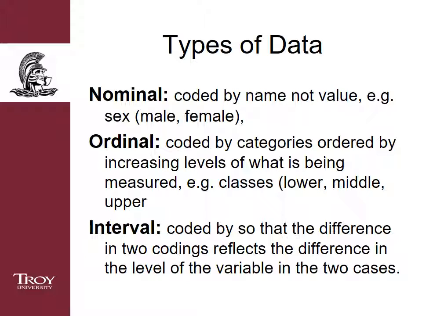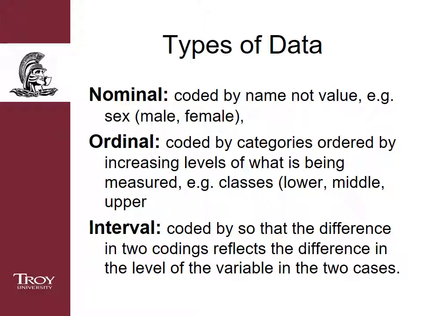Interval level data is generally numbers. But the key thing is the data is coded in such a way that the difference in two codings reflects the difference in the level of the variable. So instead of small, medium, large, I might have 8 ounce, 12 ounce, 16 ounce. I might measure the size of something in terms of the ounces, because it's cups of soda. And the word interval, what's the difference between a 12 ounce and a 16 ounce? 4 ounces. The interval between the coding, the number associated with it.